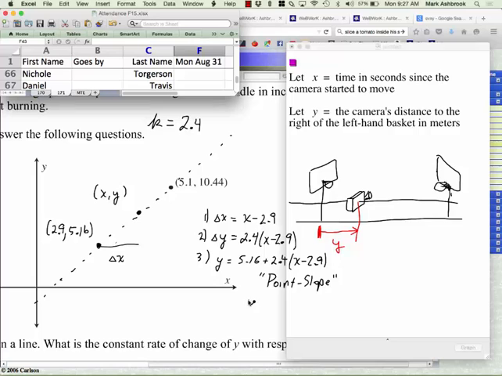And then if we multiply and simplify, we get 2.4x minus 1.8. So if you take the 5.16 and add it to 2.4 times negative 2.9, you get negative 1.8. Okay, so then this is called slope intercept form.